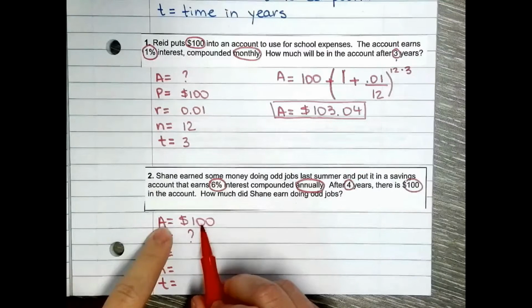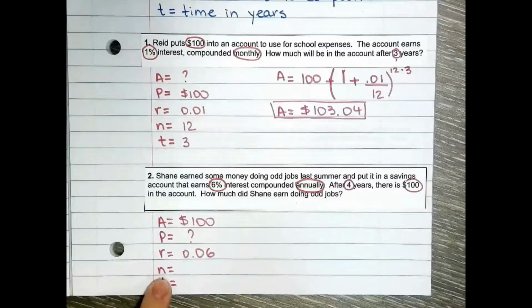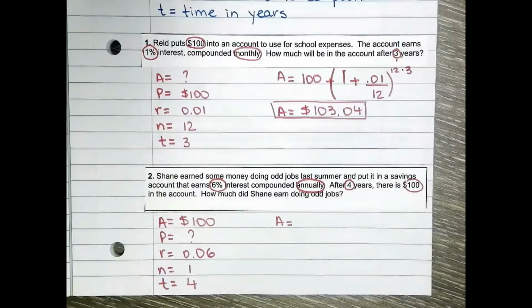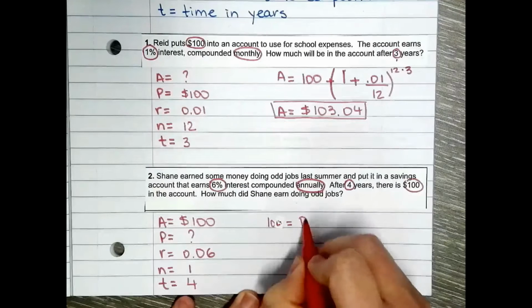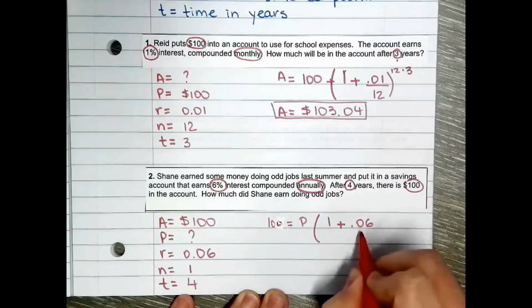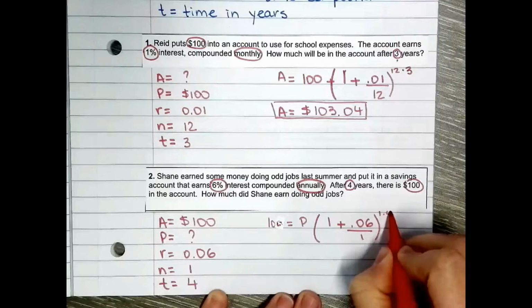That's the balance in the account. Rate right there is 6%, 0.06, compounded annually. Oh, just 1. I like when it's 1. And then T is just 4 years. Okay. Formula. So A is 100. We're looking for P this time. So 100 equals P times 1 plus 0.06 over 1, to the power of N T. N is 1, T is 4.